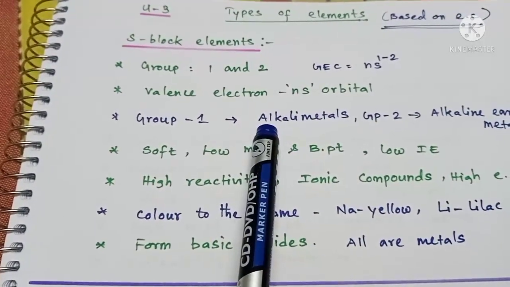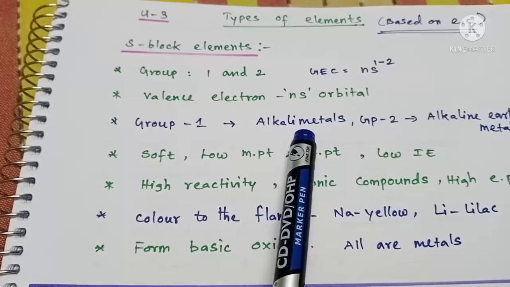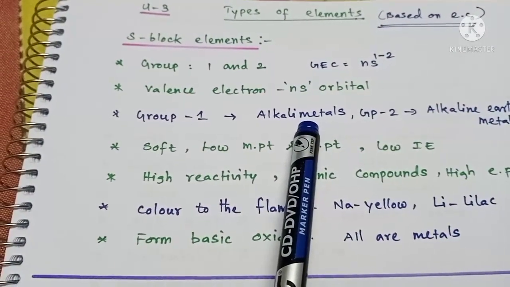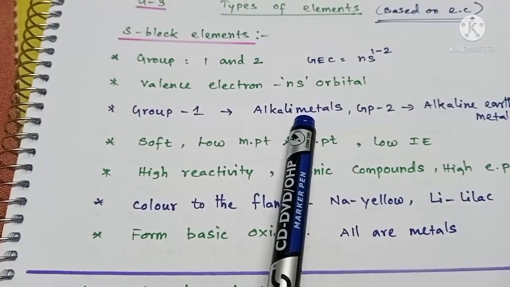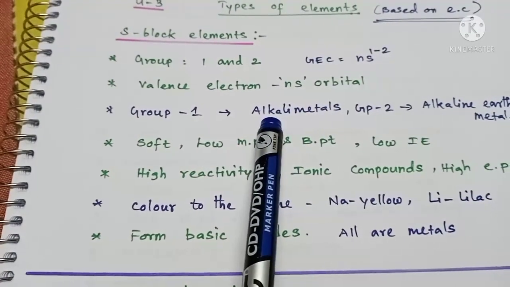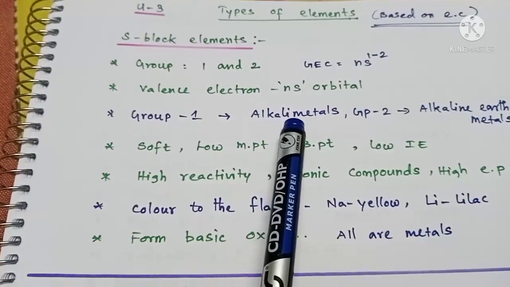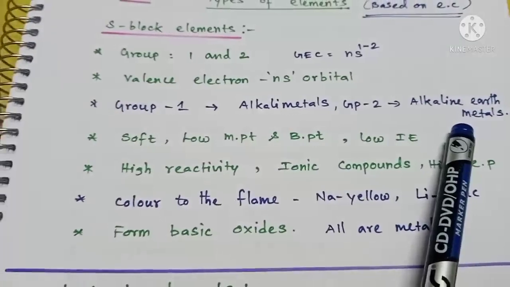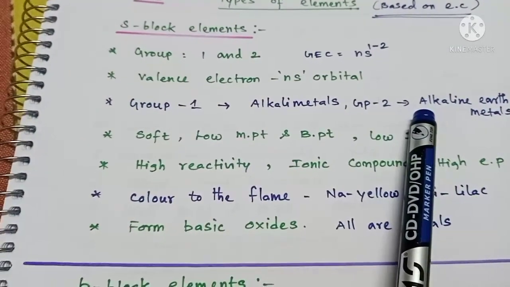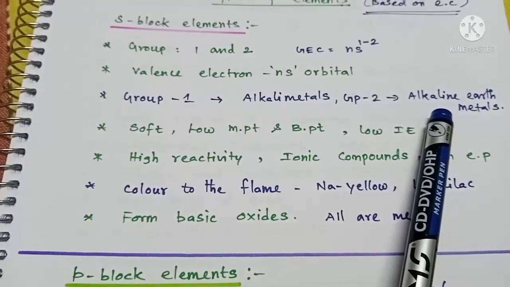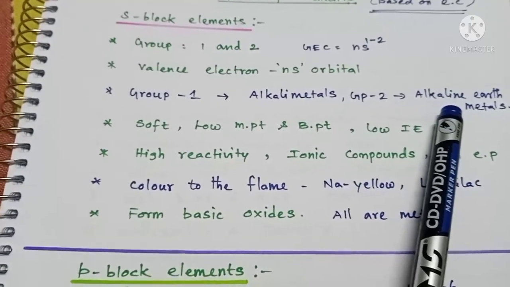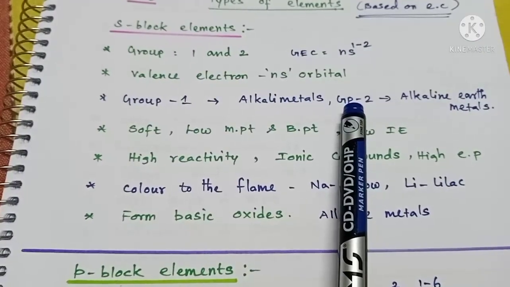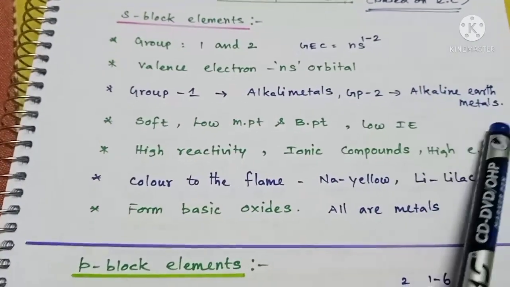Group 1 is called alkali metals because these metals form oxides, and their oxides readily give alkalis when they are dissolved in water. So these metals form alkalis, and that is why they are called alkali metals. Group number 2 is called alkaline earth metals, which means they are also capable of giving alkalis, water soluble bases, as well as they occur in the earth crust. That is the reason why group 2 elements are generally called alkaline earth metals.